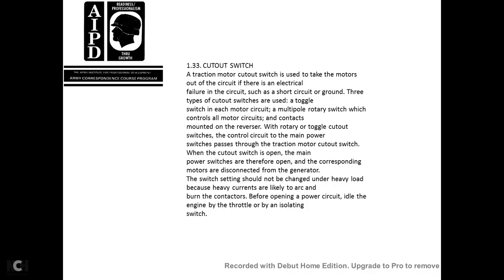In the rotary and toggle cutout switches, the control circuit to the main power switches passes through the traction motor cutout switch. With the cutout switches open, the main power switches are therefore open, and the corresponding motors are disconnected from the generator. The switch setting should not be changed under heavy load because heavy currents are likely to arc and burn the contactors. Before opening a power circuit, idle the engine by the throttle or by the isolating switch.